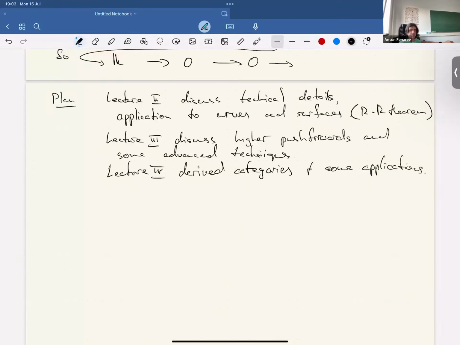So, for instance, as for applications, I will explain how some vector bundles can be constructed using just the very structure of the derived category and how, for instance, it helps with, I don't know, something called twistor spaces. And these are exceptional collections.